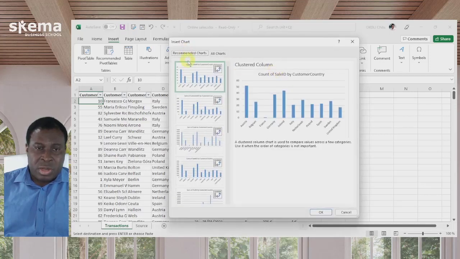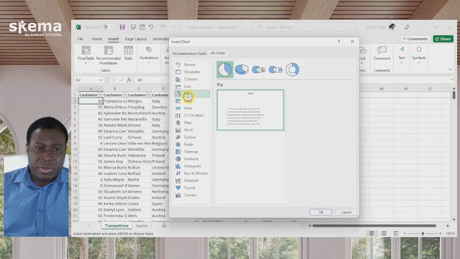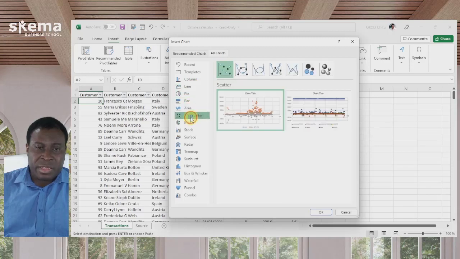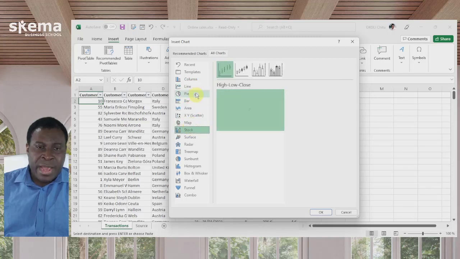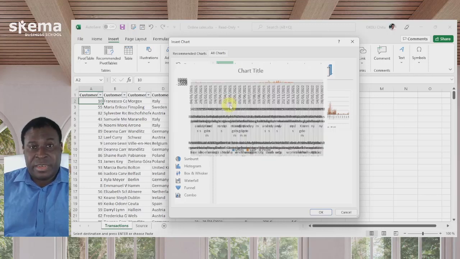It first offers some recommended charts based on the data you might have on the screen. But if you click on the All Charts tab, it goes through a list of all the charts that are offered automatically by Microsoft Excel. I'm not going to evaluate all of these, but I'm going to evaluate most of these, based on principles of good data visualization.